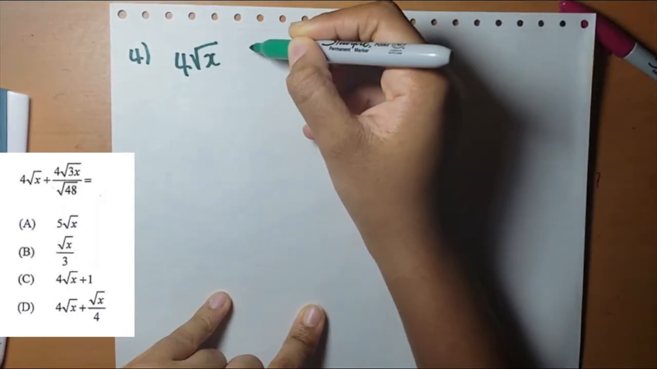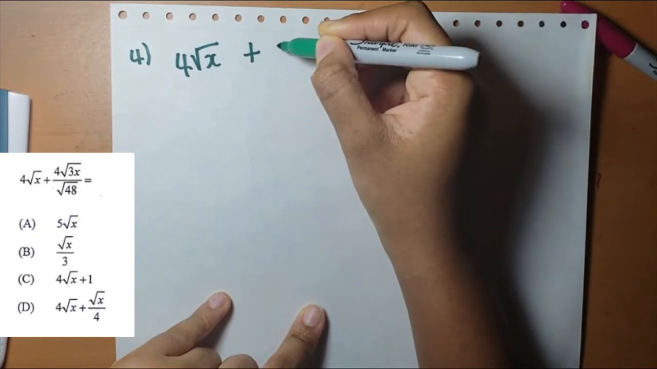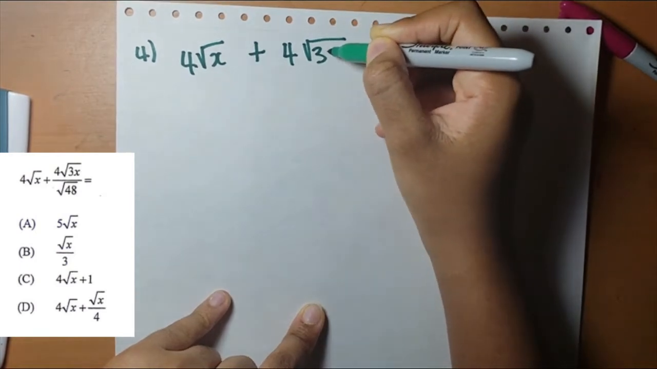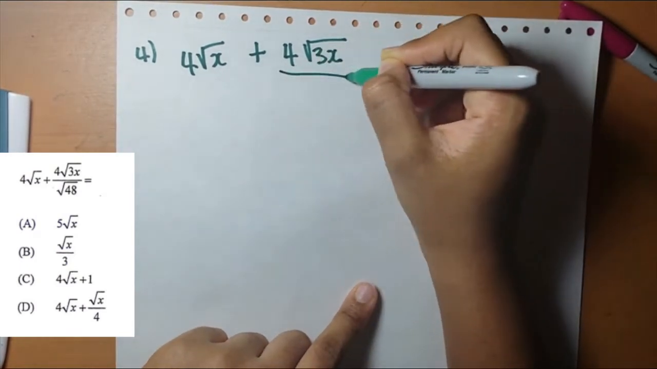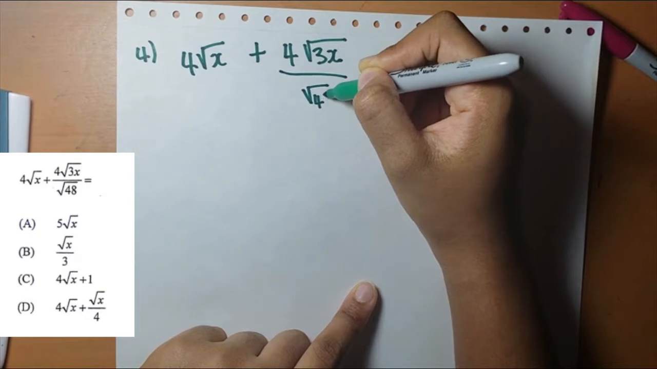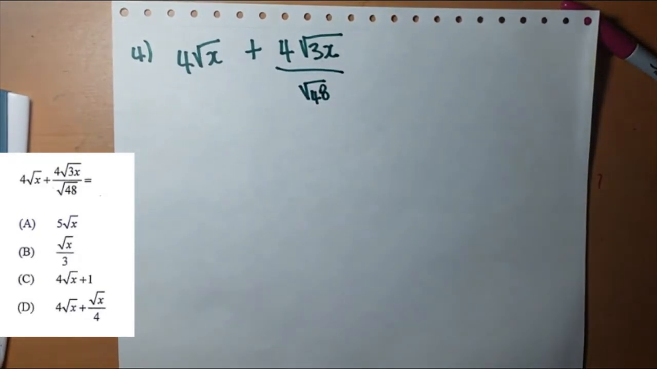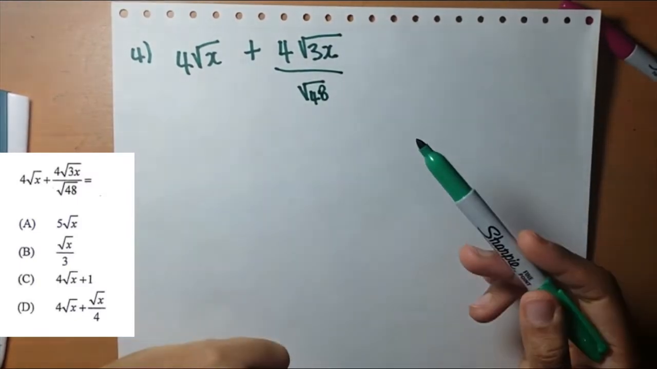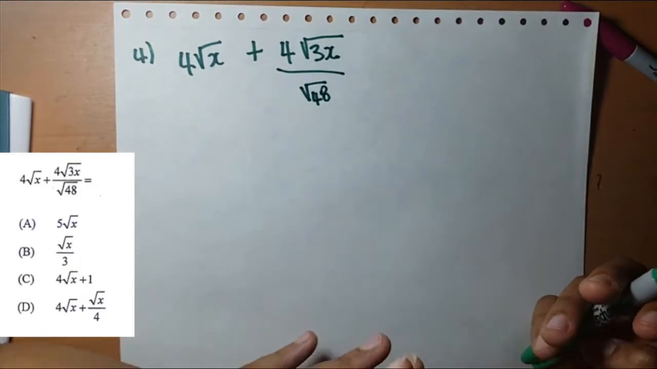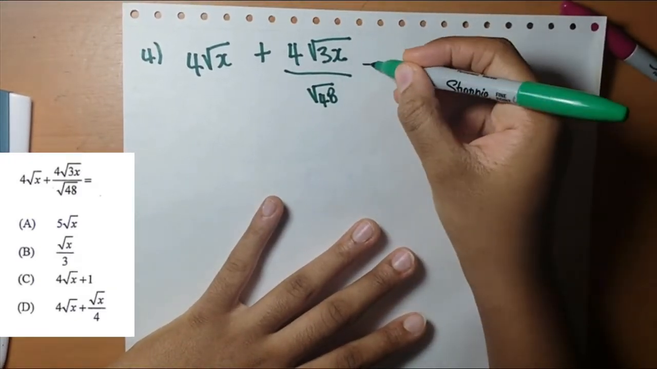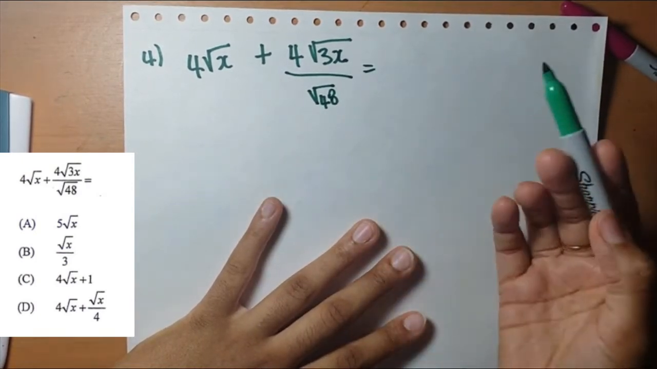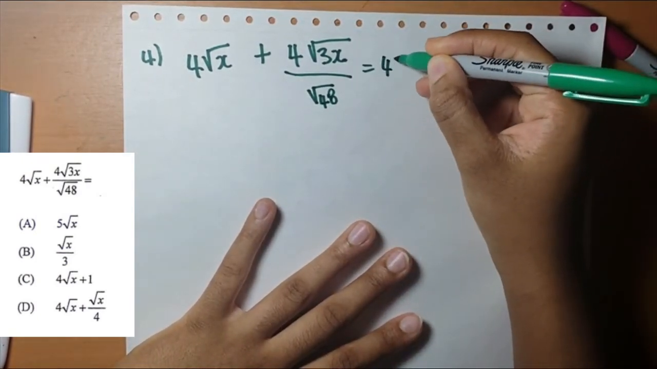Root x plus 4 root 3x, right? And all of that is over 48. Now we're being asked to simplify it. What can I do? The first thing I'm going to simplify is this denominator, because it's so big and just unnecessary. This looks simplified to me. This isn't bad, and this is just there, which I know can be simplified.